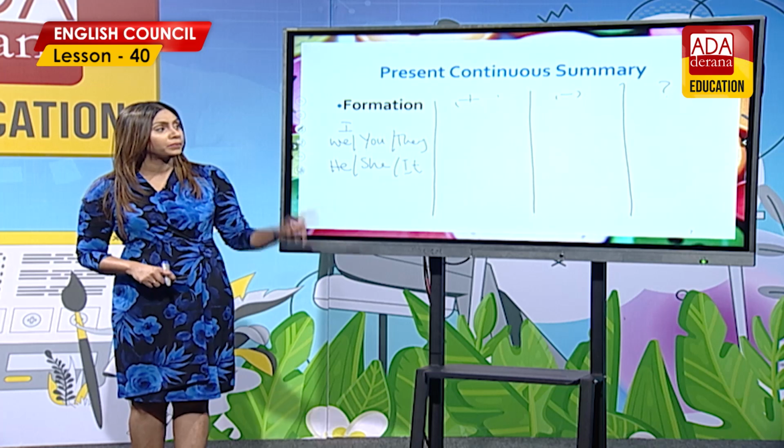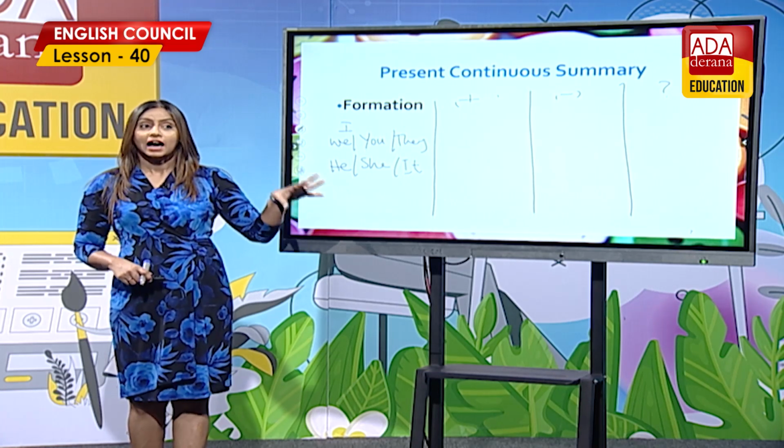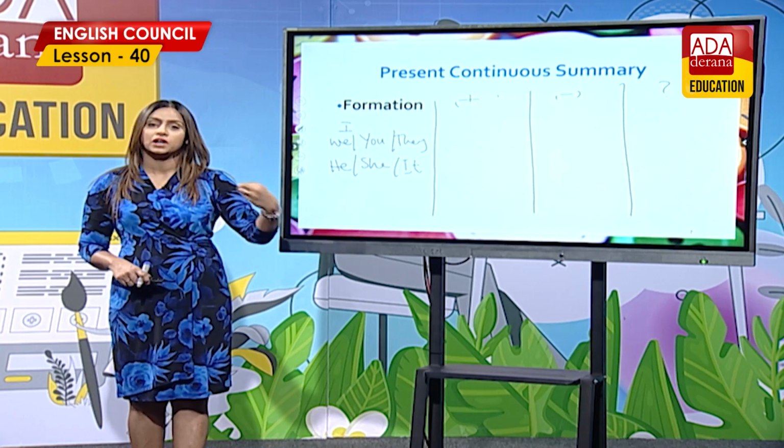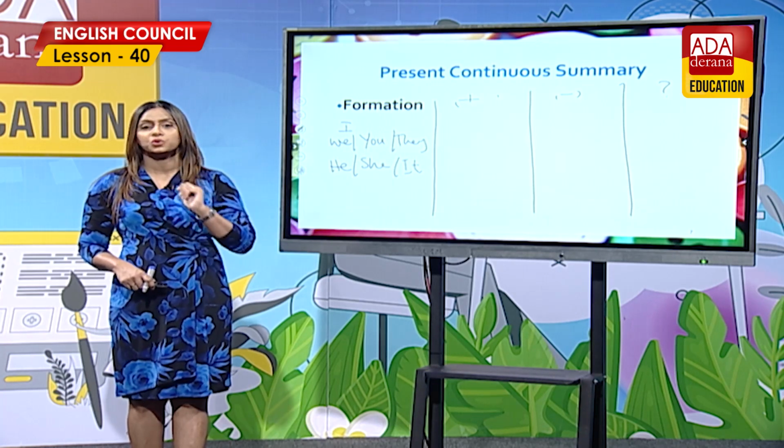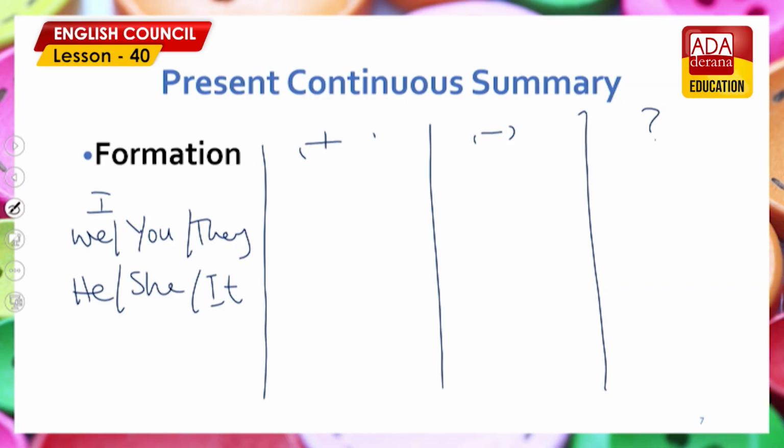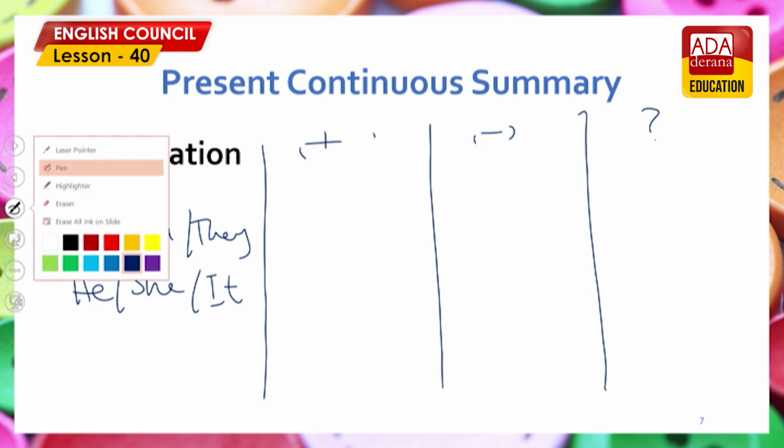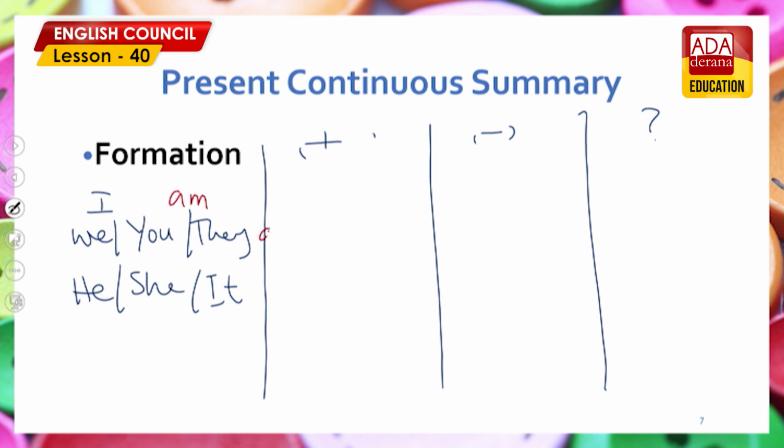So, yes, it's about the formation, because knowing the tense means that you need to know the formation, how to form it, and then the usage, right? Look at the screen. So, formation, it's very important to know that you have helping verbs like am, are, and is. So, if you take the positive structure, let's construct the positive structure with me. I am working. As it is continuous tense, you have the ing of the verb. So, I am working, we are working, they are working, he is working, she is working, it is working.